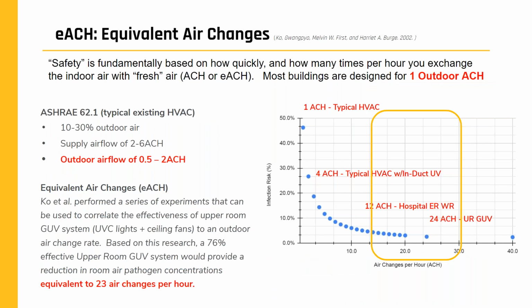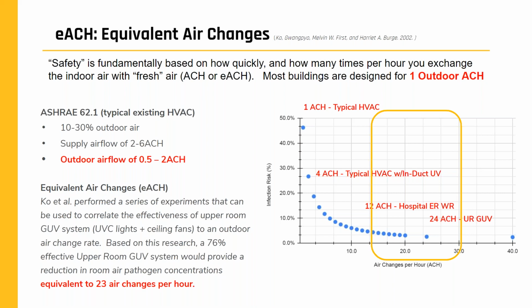But then this is where it gets a lot more universal. Safety is fundamentally based on how quickly I can exchange dirty air with fresh air. In today's world, that means pathogens. In 2019, it meant CO2 and other things, so we can prevent sick building syndrome. But basically, most buildings are designed for one outdoor ACH. As I showed you on the chart before, it's going to take quite a while for that HVAC system to potentially find that virus and expel it from the room.